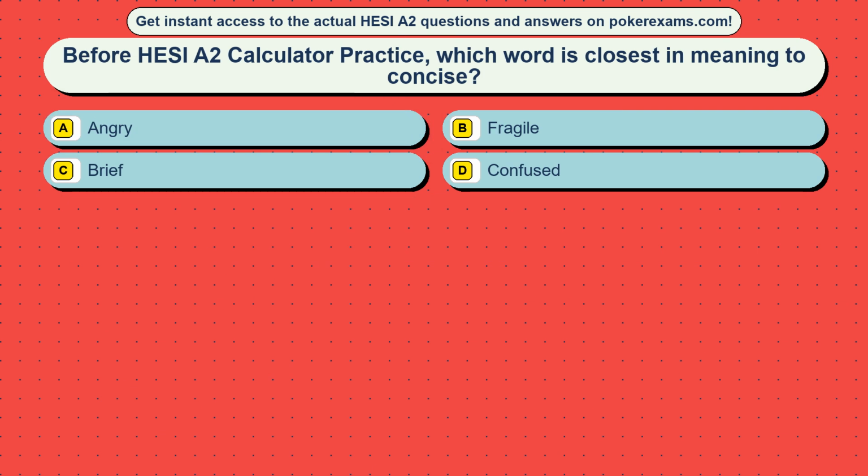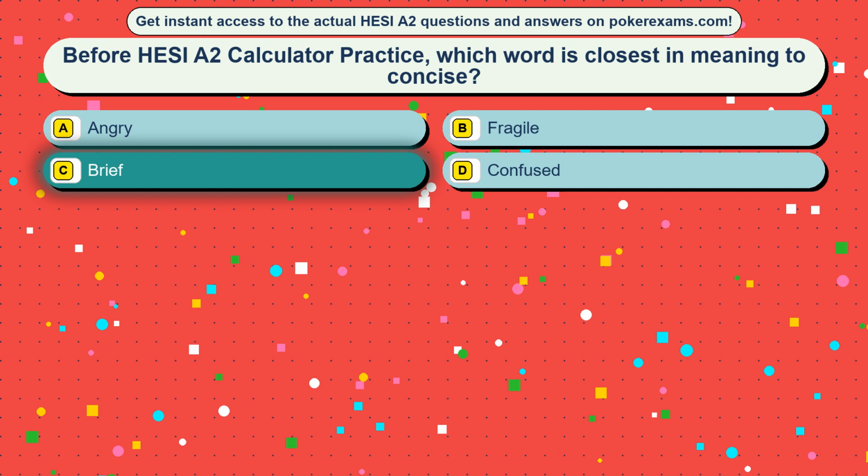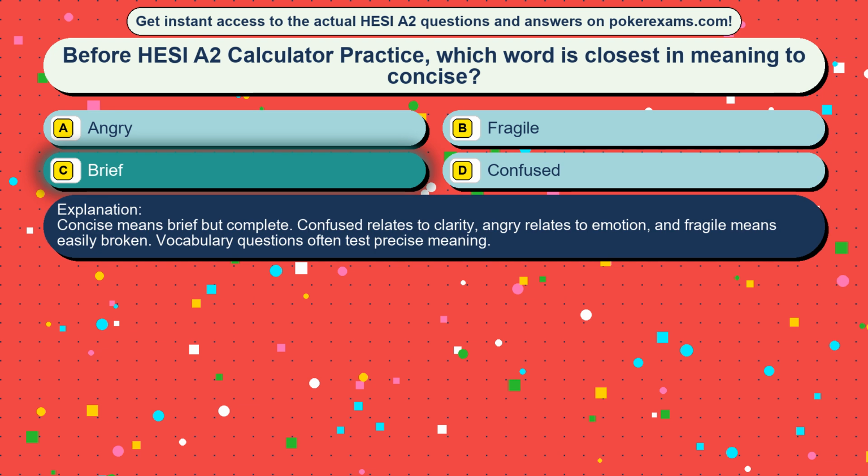Question 15. Before HESI A2 calculator practice, which word is closest in meaning to concise? Option A, angry. Option B, fragile. Option C, brief. Option D, confused. The correct answer is option C, brief. Concise means brief but complete. Confused relates to clarity, angry relates to emotion, and fragile means easily broken. Vocabulary questions often test precise meaning.